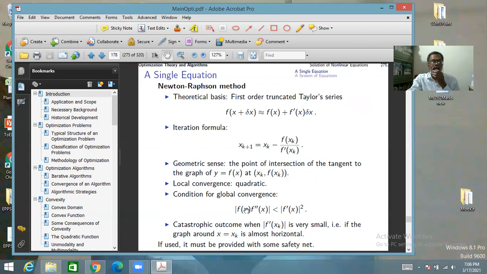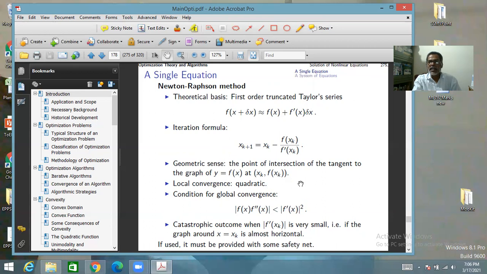you find that this condition is satisfied, then you expect convergence. And if there is an interval in which this is satisfied and you have taken your initial point within that interval, then it will converge. Most of the time that is not possible, and a catastrophic outcome may come out if this derivative turns out to be very small.